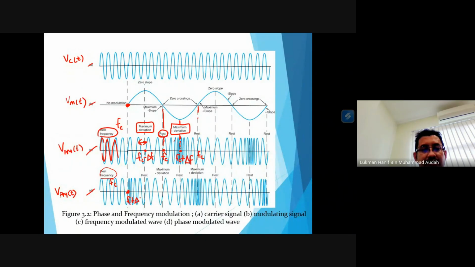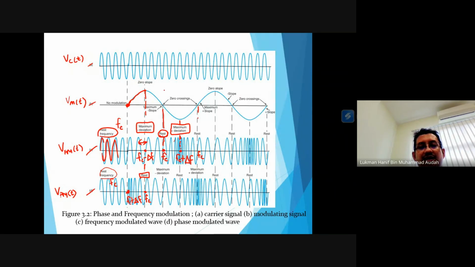Delta, I can put delta theta. We can also make it similar, Fc plus delta F. I'll make it the same so that you can see the difference in terms of frequencies. The frequency is higher. And whenever the input signal moves again towards the positive peak, what happens to the output? The output would be at rest frequency. Rest frequency means at Fc.